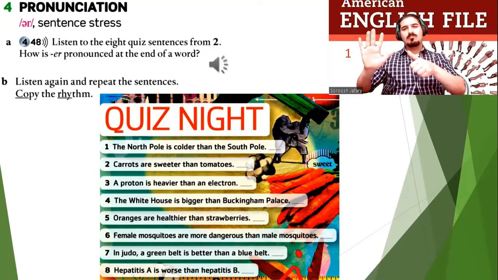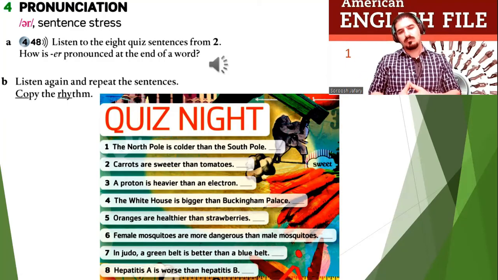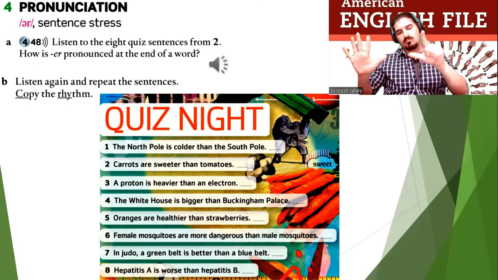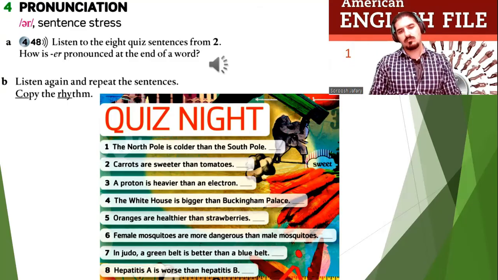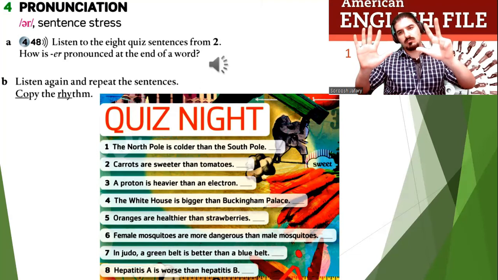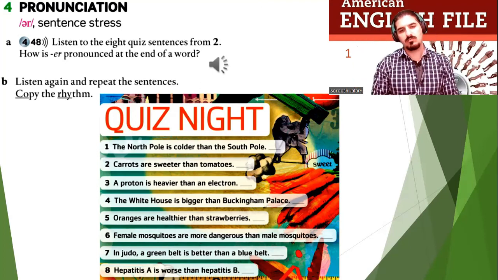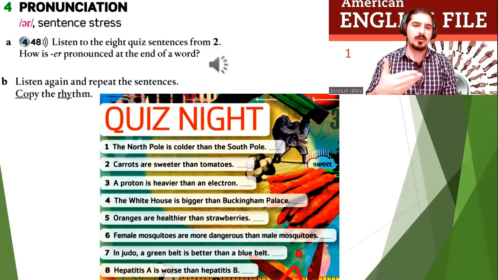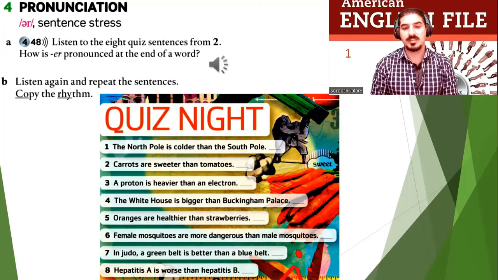6, Female mosquitoes are more dangerous than male mosquitoes. 7, In judo, a green belt is better than a blue belt. 8, Hepatitis A is worse than hepatitis B. Okay, now this is the way to pronounce it: colder, sweeter, heavier than. All right, bigger than, healthier, more dangerous than, better than, worse than.